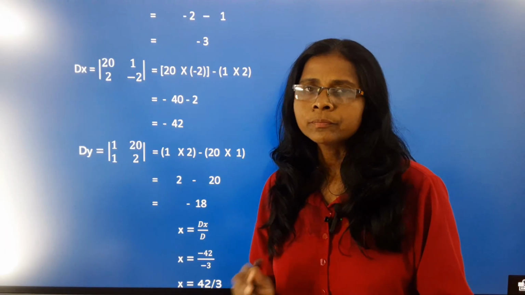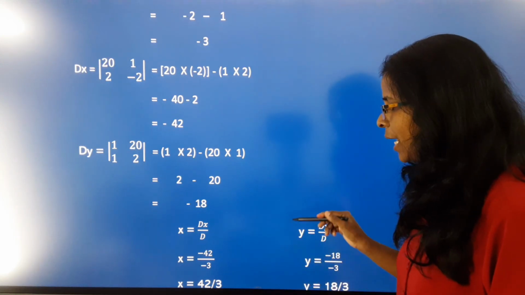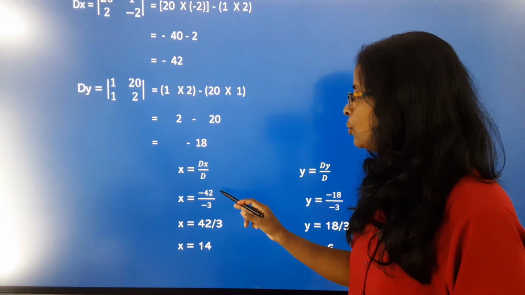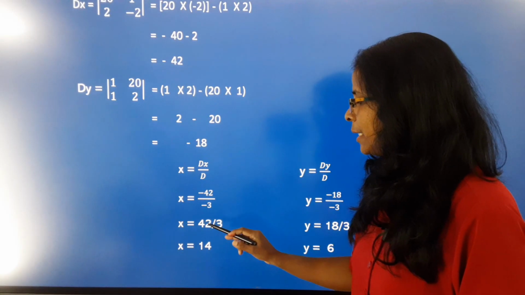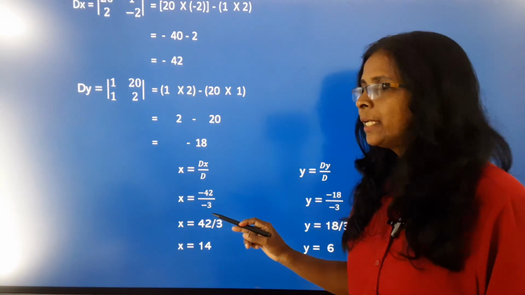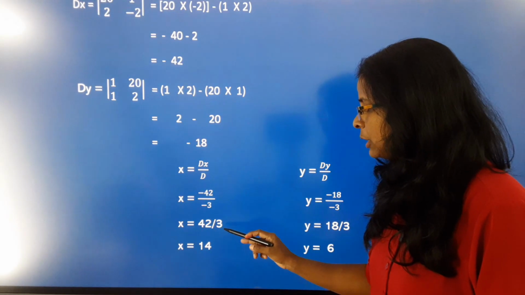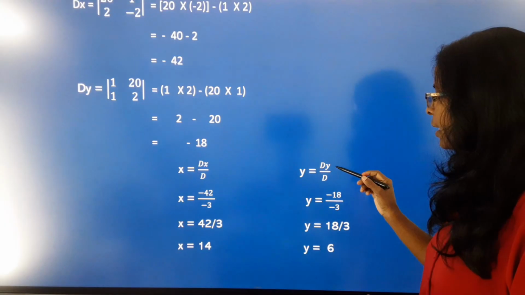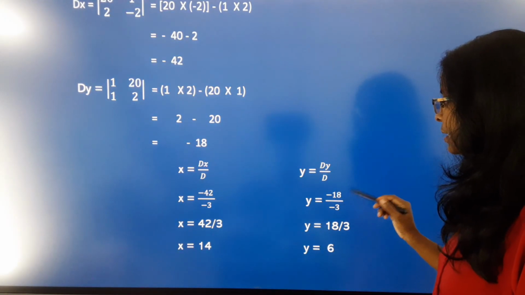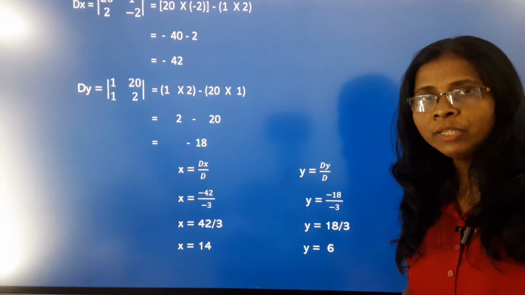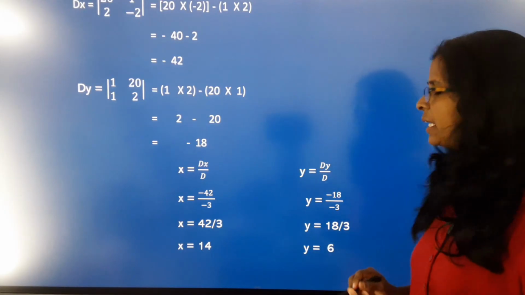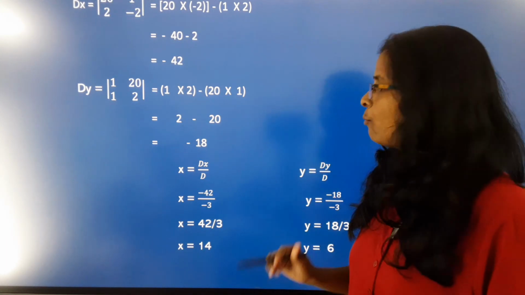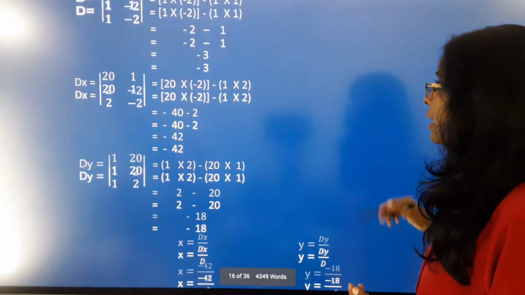Now we are ready to calculate the value of x. The value of x is D of x by D, which is x is equal to minus 42 upon minus 3. That means cancel out the minus sign. So 42 upon 3 and x is equal to 14. And here y, the formula is D of y upon D, that means y is equal to minus 18 upon minus 3. So cancelling out the minus sign, we get 18 upon 3, that means y is equal to 6. So now we have the two values, x is equal to 14 and y is equal to 6.